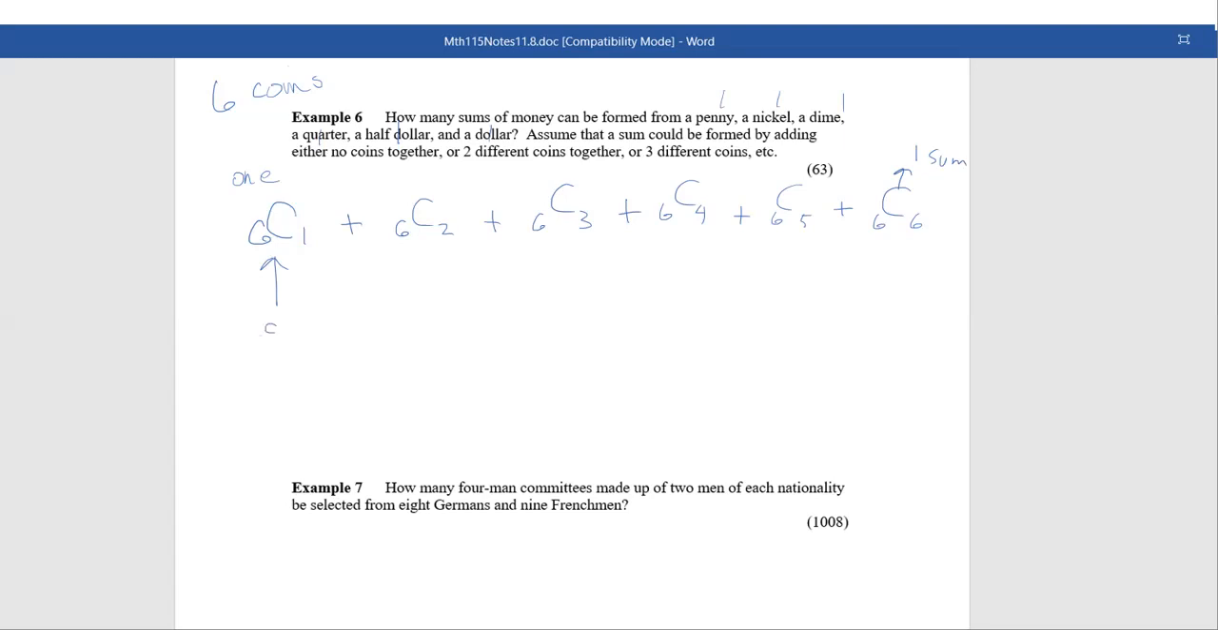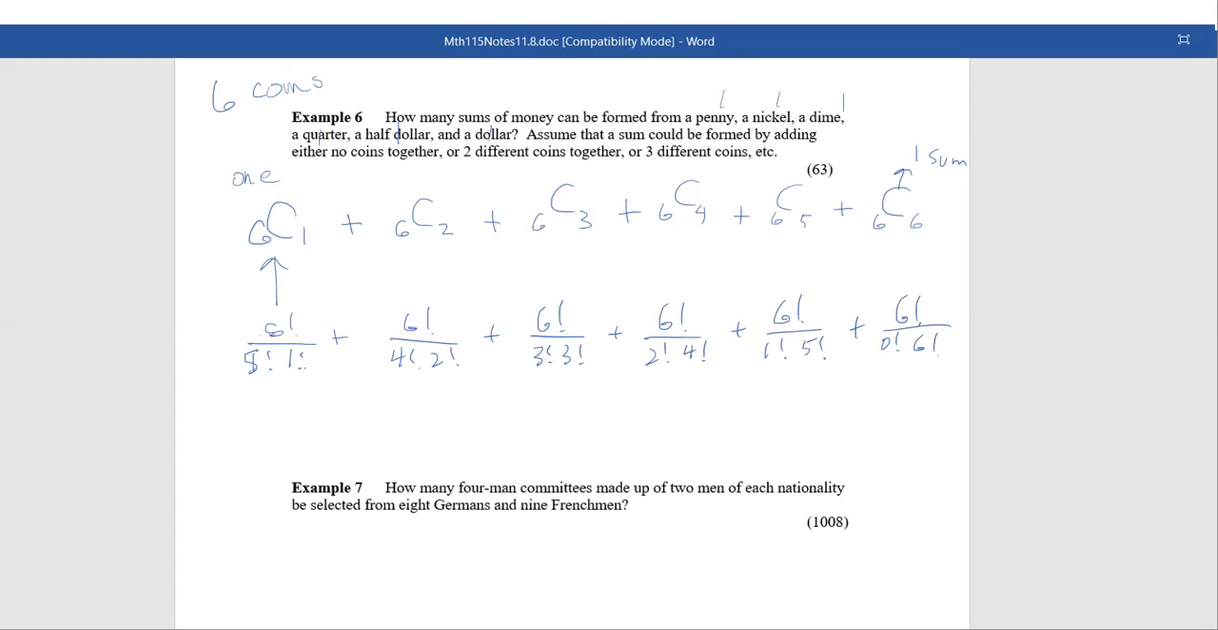We've got 6 factorial over 1 factorial. Oh, I'm sorry, 5 factorial and a 1 factorial. Then you have 6 factorial over 4 factorial, 2 factorial, and a 6 factorial over 3 factorial, 3 factorial, and a 6 factorial over 2 factorial, 4 factorial, and a 6 factorial over 1 factorial, 5 factorial, and a 6 factorial over 0 factorial, 6 factorial.